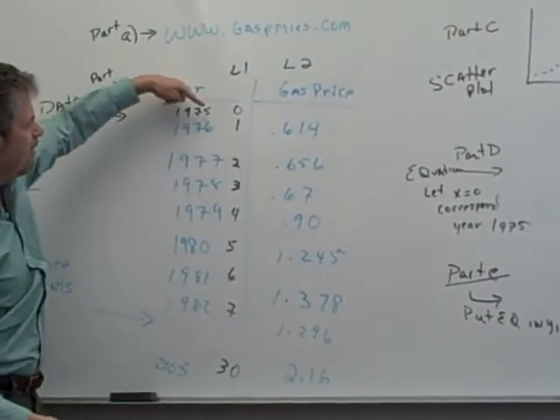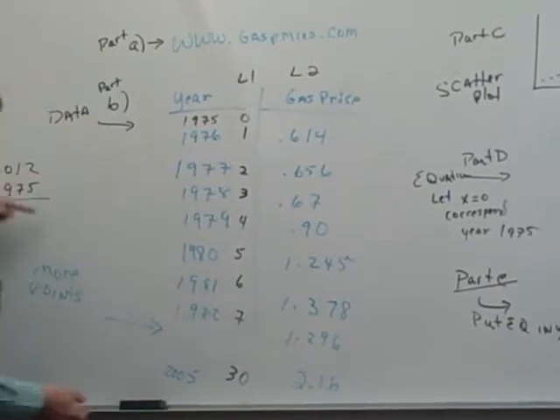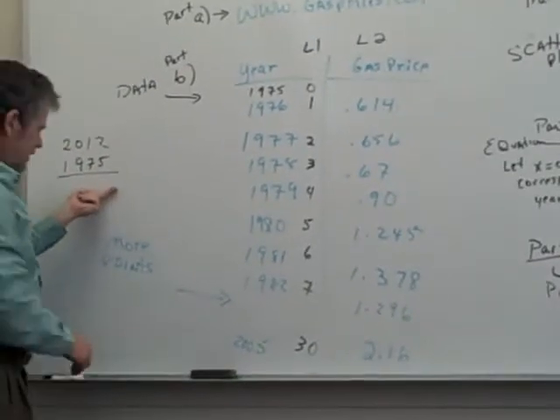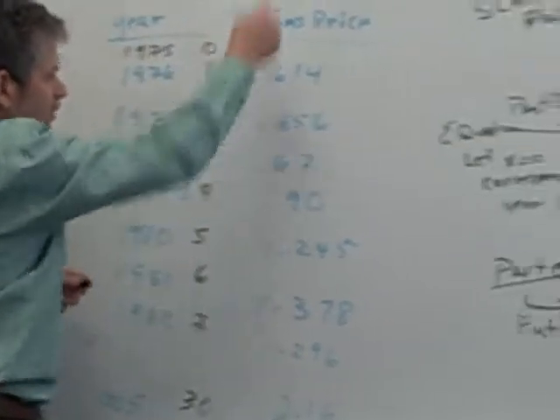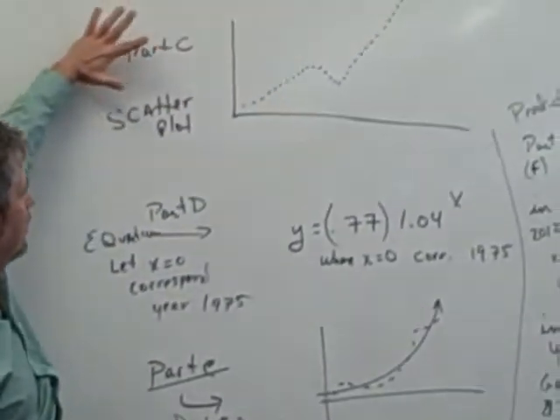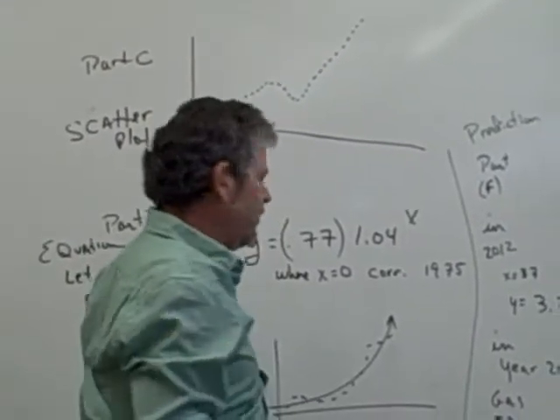Then we do a translation. 76 will be 1, 77 is 2, et cetera, et cetera. So you're subtracting. 2012 would be 37, right? So you get your L1, you get your L2, okay? You're going to make a scatter plot. That's on another piece of paper. Then you're going to come over and do the whole thing on the calculator.